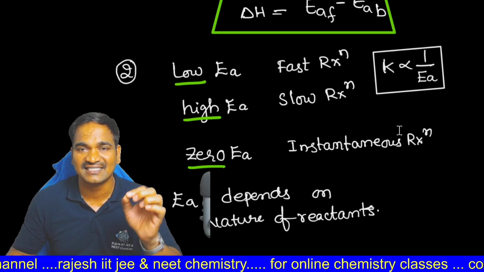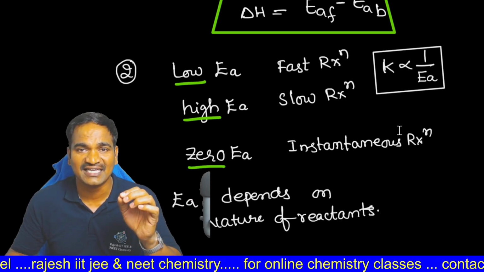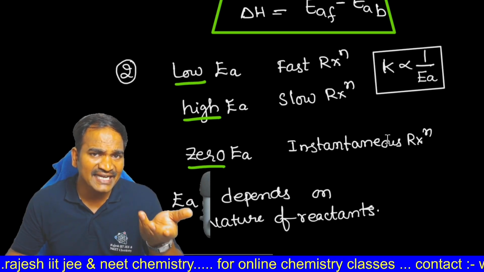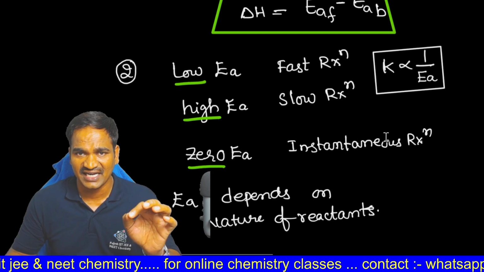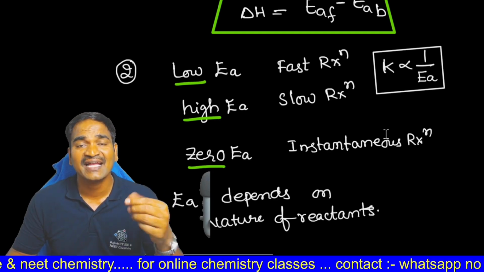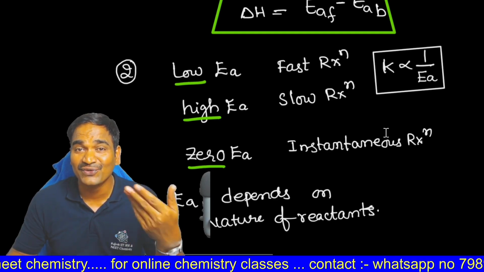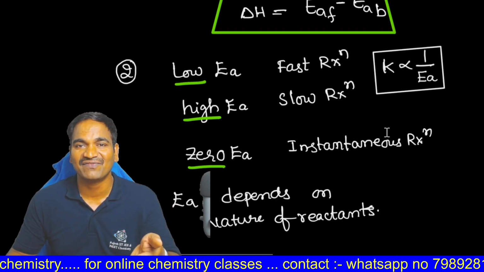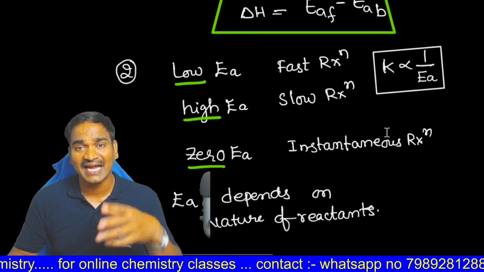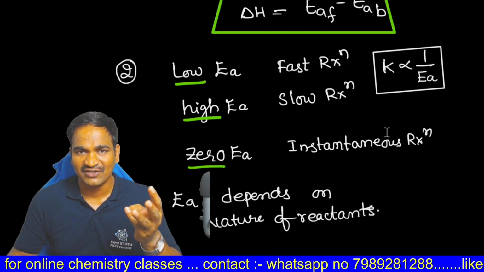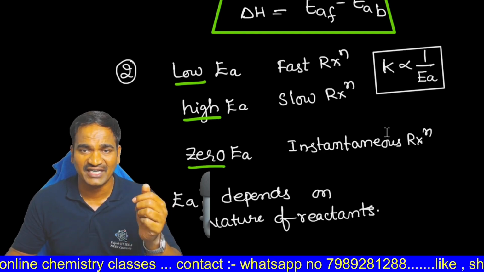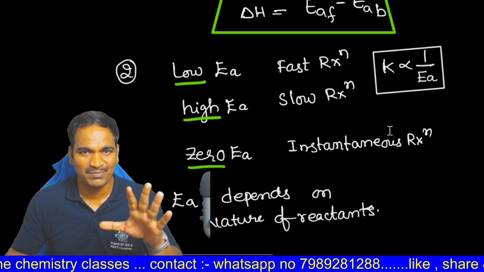Have you got it? Next important point: EA depends on what, sir? Generally, EA depends on the nature of reactants. We can also say catalyst. Have you got it? If you use a catalyst, it changes the path of the reaction to one where the activation energy is lower. So the EA value depends upon the catalyst and the nature of the reactants also. Have you got these points?